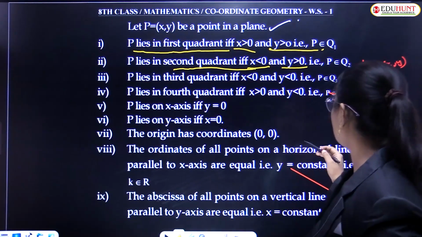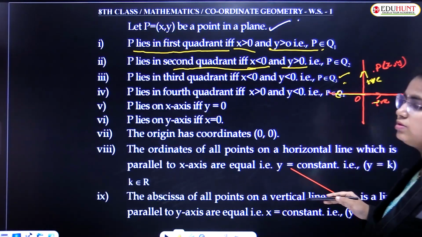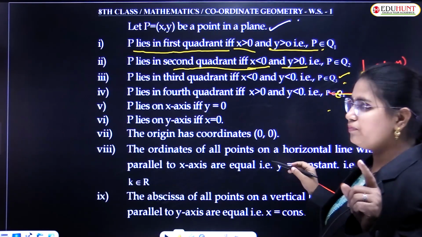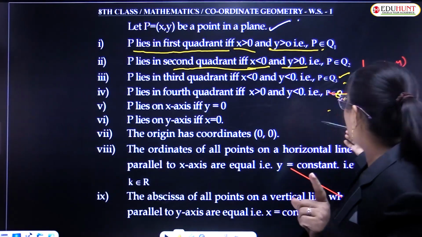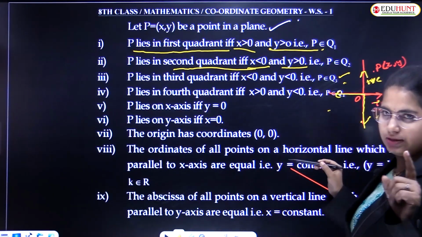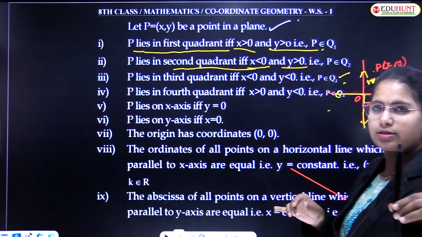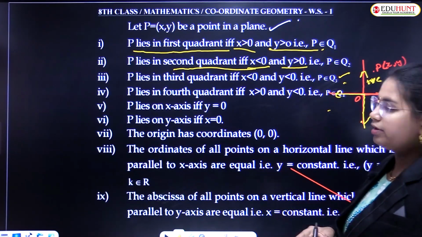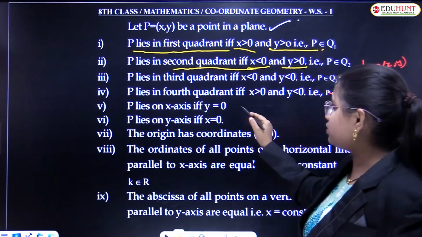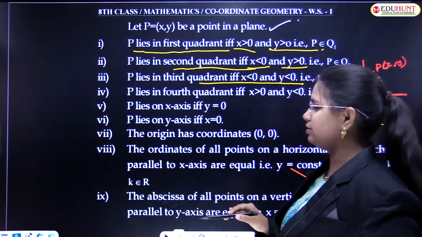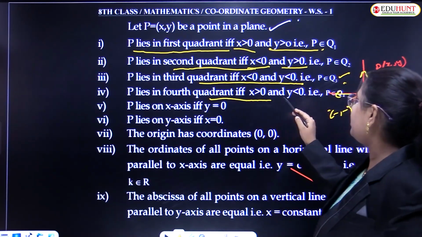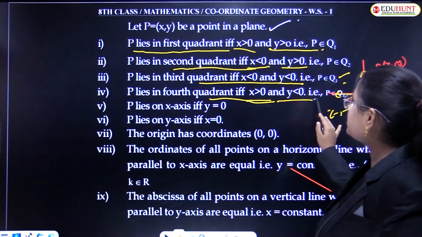Correct? If my point lies in the third quadrant, x is less than 0, and y is also less than 0, because both take negative signs. Below the x-axis, y is always negative, right? So both are negative. That's what I have mentioned: x less than 0, y less than 0. Done. Next one. If P lies in the fourth quadrant, x is greater than 0, y is less than 0.